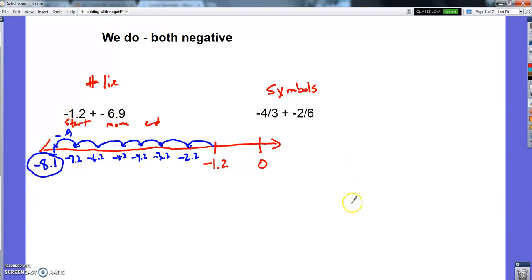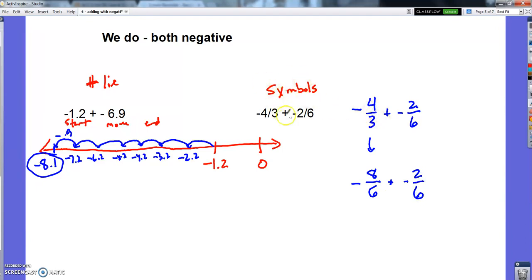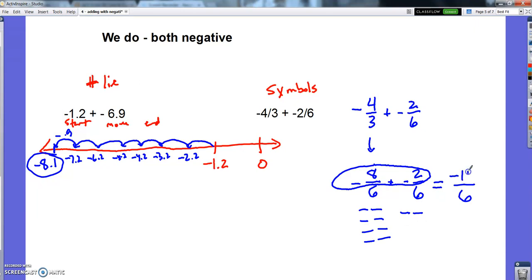All right, do a fraction example, both negative. So negative 4/3 plus negative 2/6. Got to have my common denominator. I think I can do 6. So let's make that negative 8/6 plus negative 2/6. And I kind of use the symbols here because, again, I already know my denominator. So I only have to deal with the numerators. I only have to do the -8 and the -2. And symbols is a good strategy for that. 1, 2, 3, 4, 5, 6, 7, 8. And -2 makes -10/6.